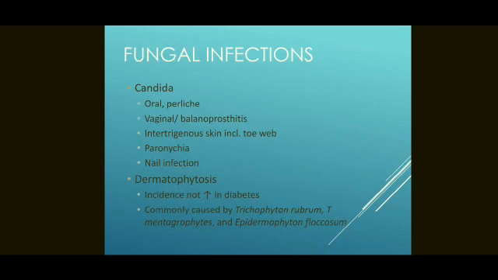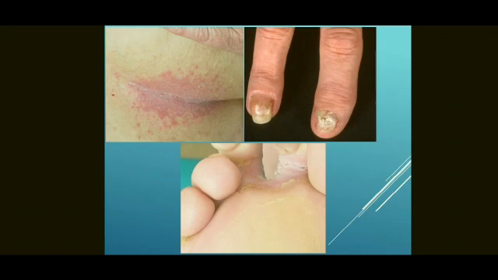Fungal infections, commonest is Candida causing mucosal candidiasis, vaginitis or balanoposthitis, intertriginous toe web space infection, paronychia and nail infections. Dermatophytosis incidence is increased in diabetics, commonly caused by Trichophyton rubrum, Trichophyton mentagrophytes, Epidermophyton floccosum. The first picture showing the erythematous changes in the submammary folds, nail infection and web space maceration, toe web space maceration due to the secondary fungal infection.